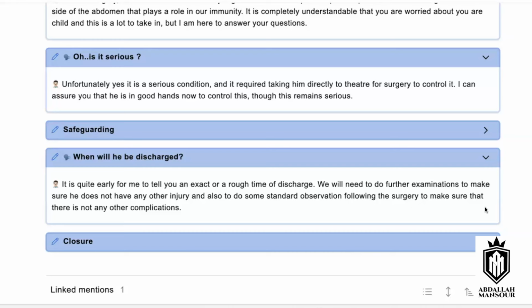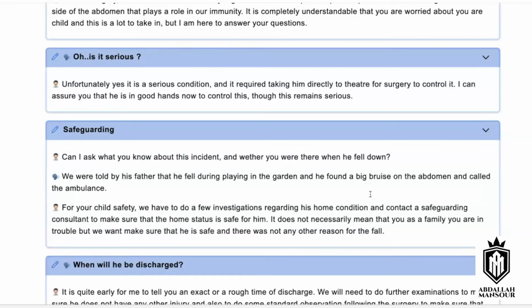Mm-hmm. So this is nothing of concern as of now, but as a safeguarding team, we have to inform them about the situation in order to have a safe environment for the child at home, and they might visit you and ask a few questions regarding the incident. You don't need to worry about this, but yes, it needs to be taken care of. All right, that's fine. You can do that. But the situation at home is quite stable, and there isn't anything that I would worry about.